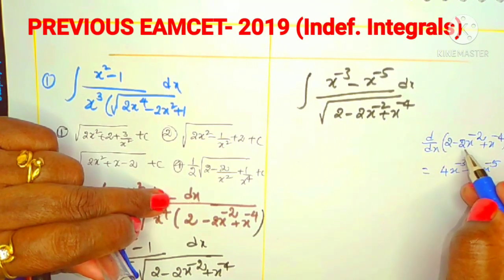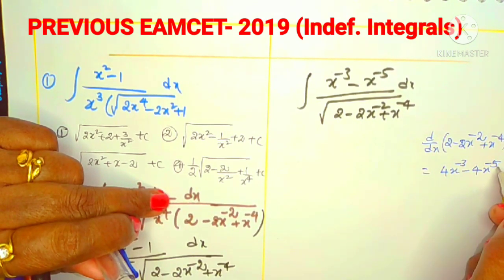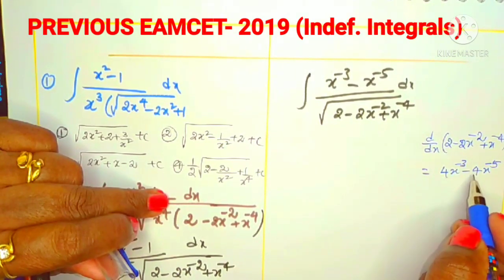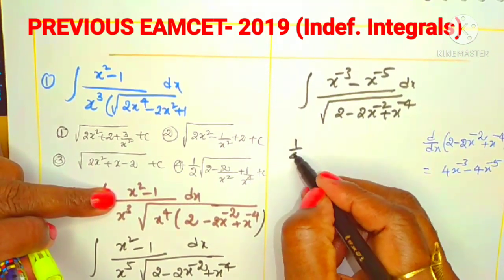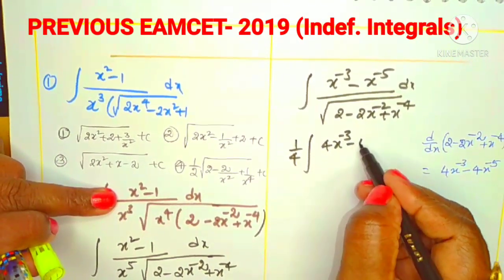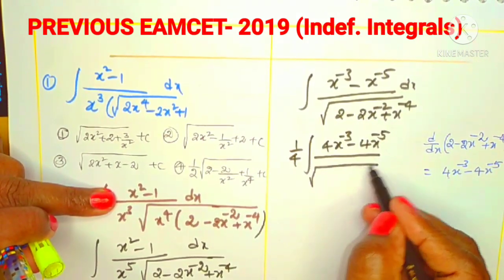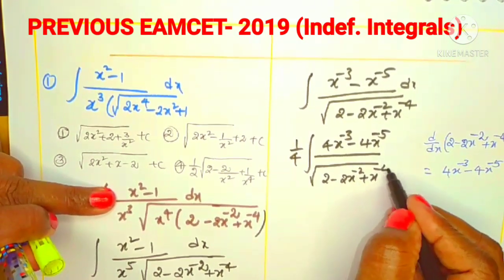Now, what is the derivative of 2 minus 2x^-2 plus x^-4? It is 4x^-3 minus 4x^-5. This function's derivative is here, but what is missed here? The constant 4 is missed. Divide and multiply by 4. Now the next step becomes 1/4 times the integral of (4x^-3 minus 4x^-5) over root of (2 minus 2x^-2 plus x^-4).